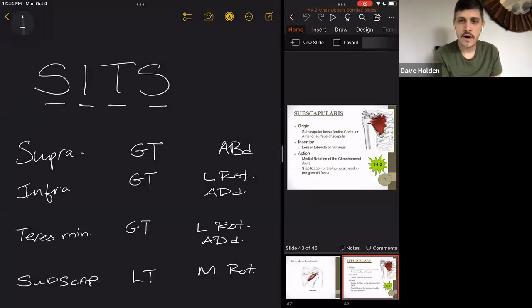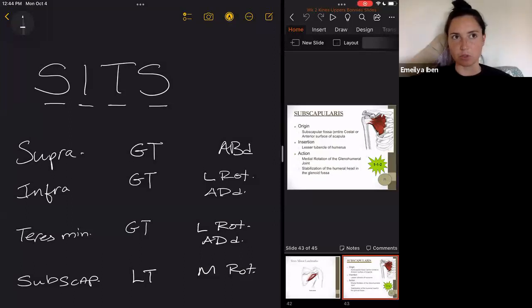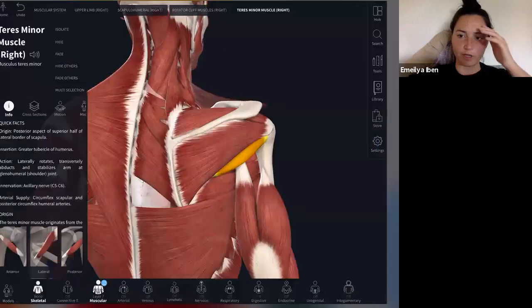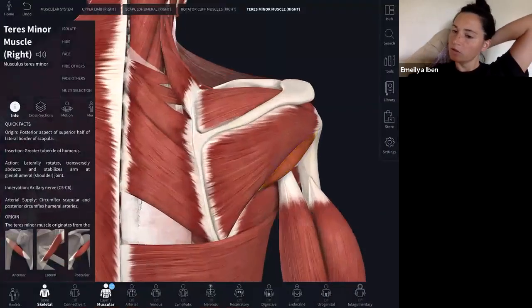Any questions so far? Dave, can you talk a little bit more about what's in between the scapula and the ribs? Like I know subscapularis is there, but are there other muscles under there? Is there fascia? Like what's going on?